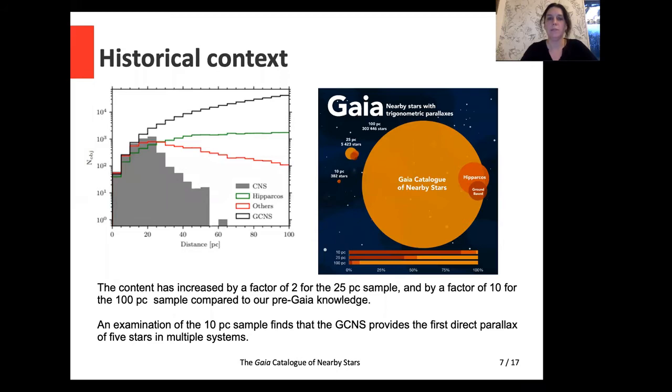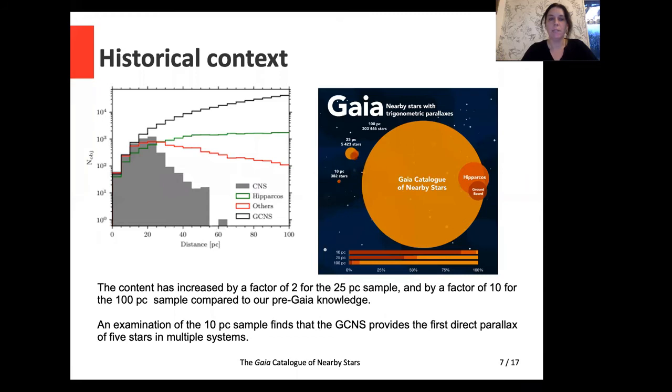Another quality assurance test is to see how the catalog compares to the historical compilation of nearby stars. The figure on the left shows the number of stars in log scale as a function of distance in the GCNS compared to previous compilations. The Catalogue of Nearby Stars, CNS, was a large effort from last century to get a complete census up to 25 parsec. The ESA Hipparcos mission has largely contributed in completing the census at large distances.